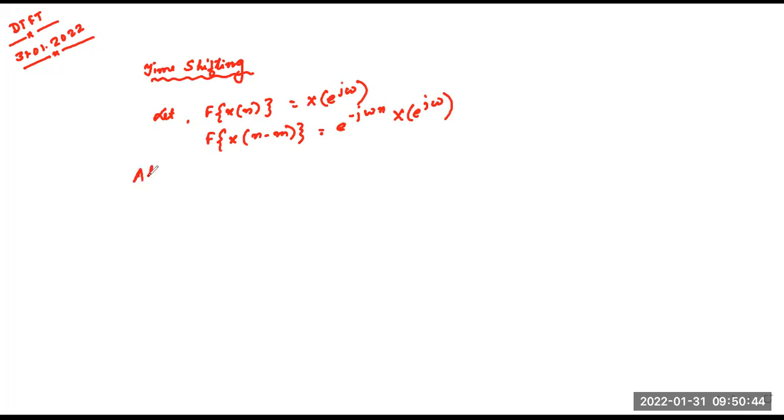Also, we can write the Fourier transform of x of n plus m equals e to the power j omega m into x of e to the power j omega. Okay.